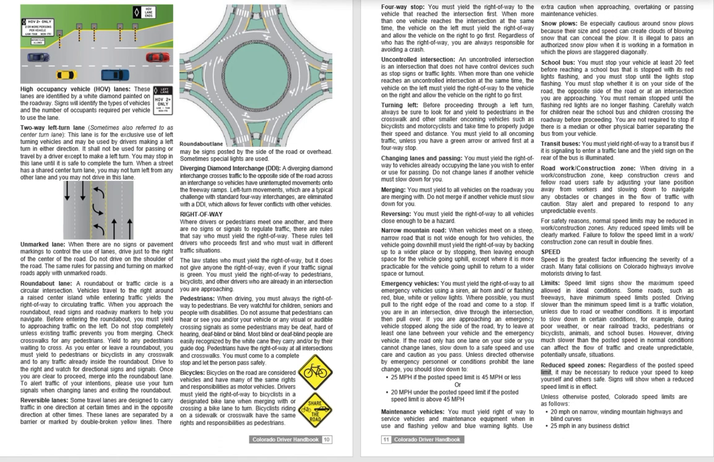Reduced speed zones. Regardless of the posted speed limit, it may be necessary to reduce your speed to keep yourself and others safe. Signs will show when a reduced speed limit is in effect. Unless otherwise posted, Colorado speed limits are as follows. 20 miles per hour on narrow, winding mountain highways and blind curves. 25 miles per hour in any business district.